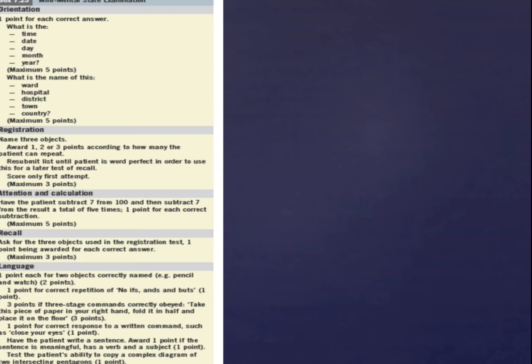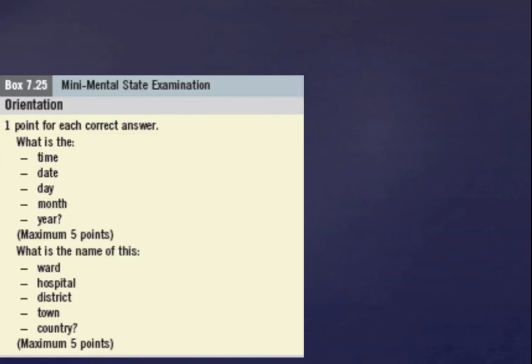It consists of a total of 5 or 6 parameters, however the sixth one is usually included in the fifth. So this one talks about 5 parameters which are orientation, registration, attention and calculation, recall and language. So let's look at them in detail.